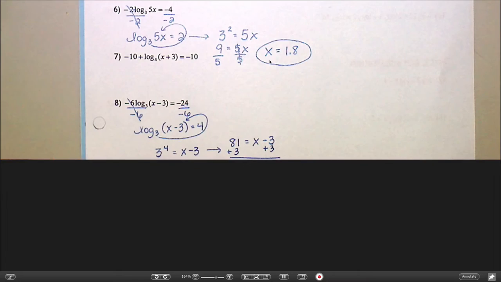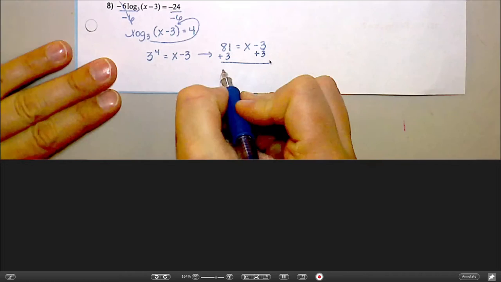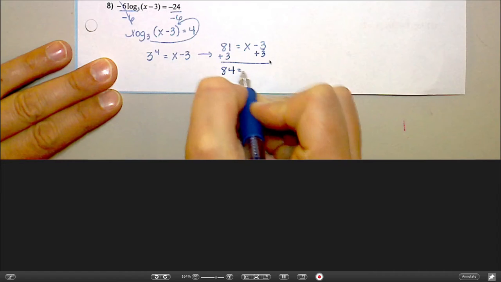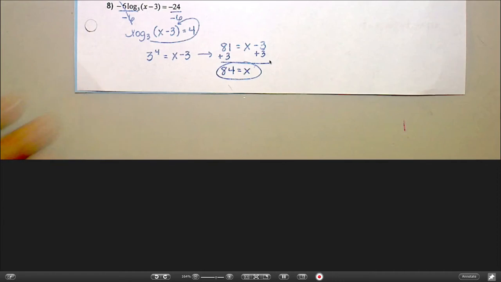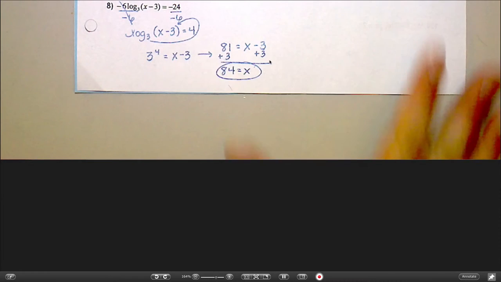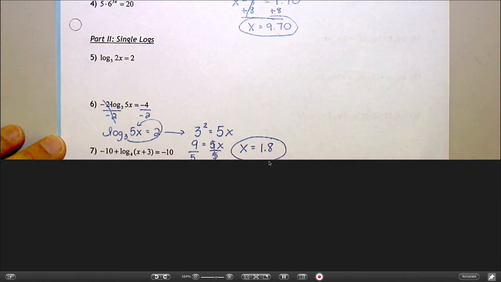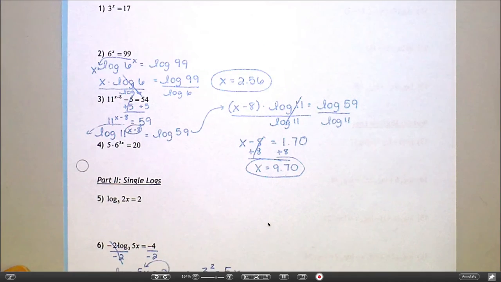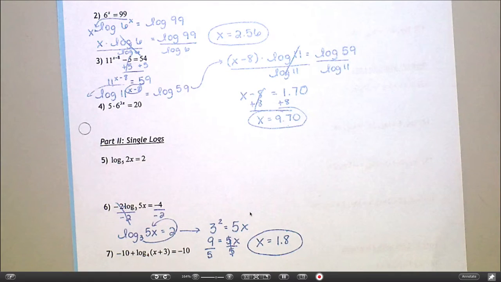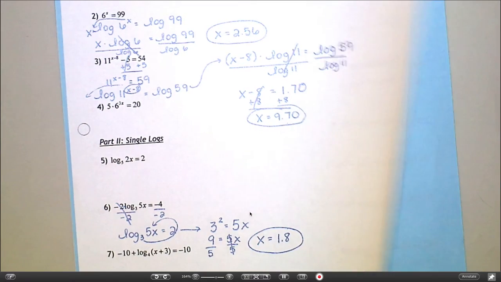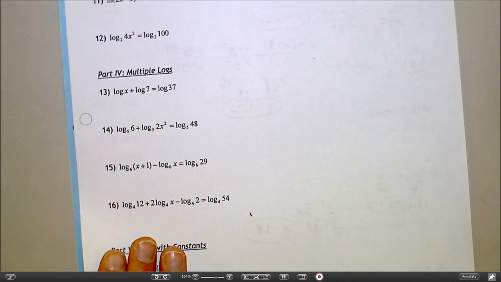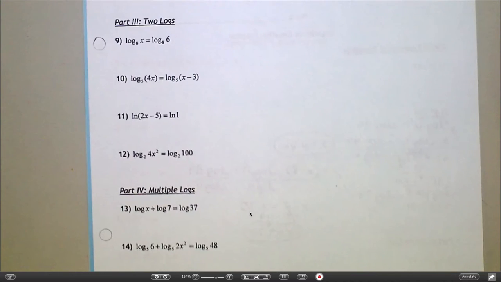Make sense? Good on that one? Okay. So these ones kind of fall into that category of a log equal to a number. And when it's log equals a number, you just rewrite it as an exponent. Usually you can solve from there. All right, let's look at part 3, where you have 2 logs.